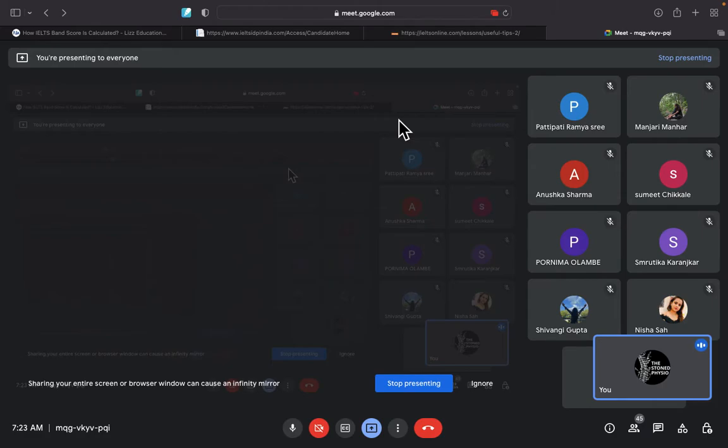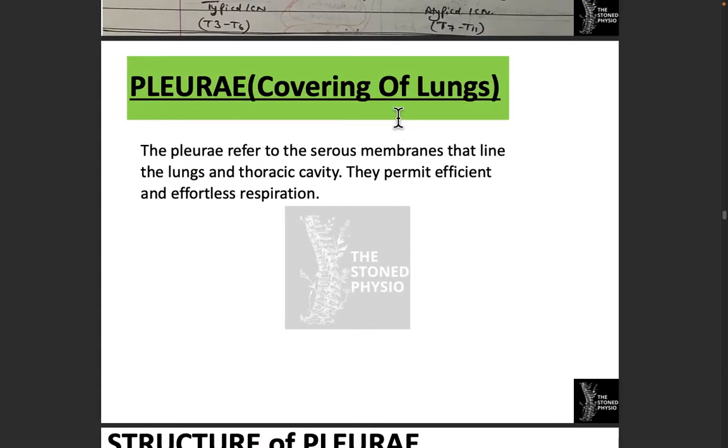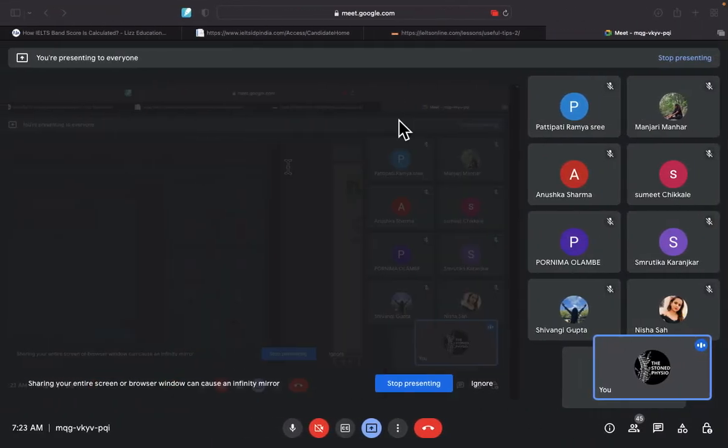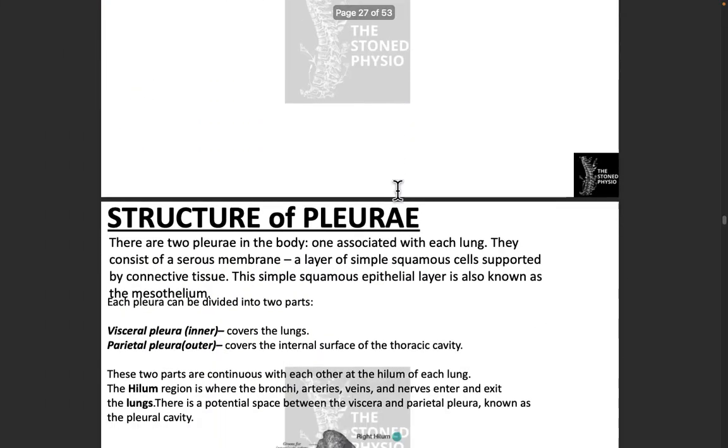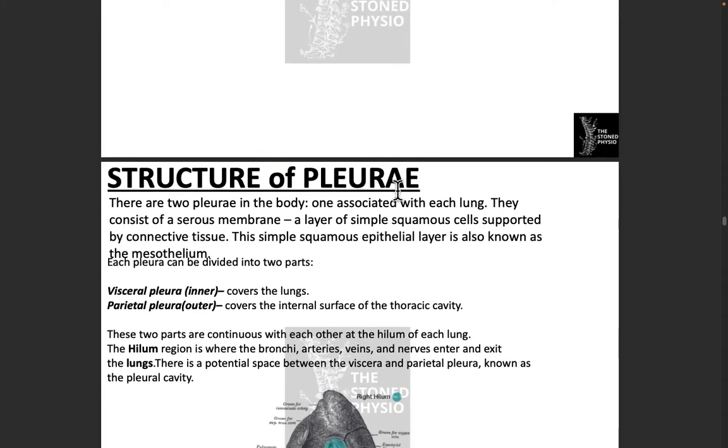Let's talk about the heart. In case of the heart also we can see we have got the myocardium and the pericardium. We have got the layers which are wrapped around the heart. Likewise, if we talk about the lungs as well, we can see we've got the pleura, which is basically the covering of the lung, present around the lung, and we have two different types of pleura. One is the parietal pleura and the other one is the visceral pleura.